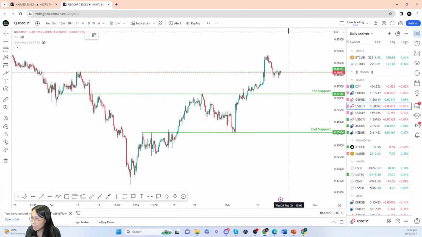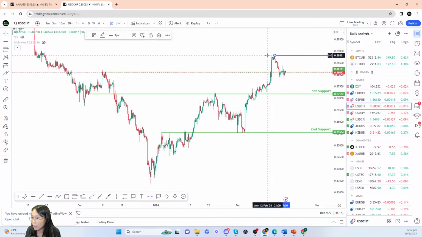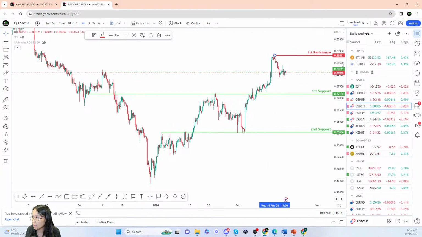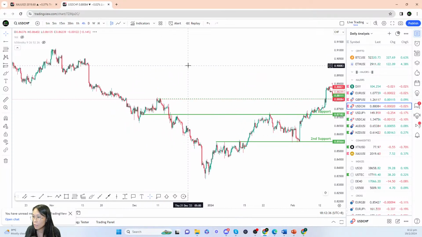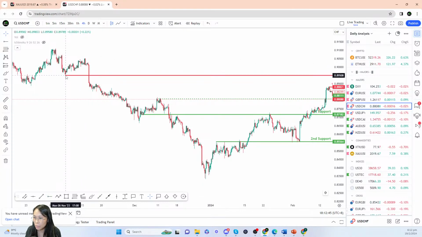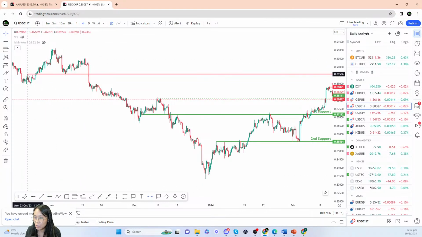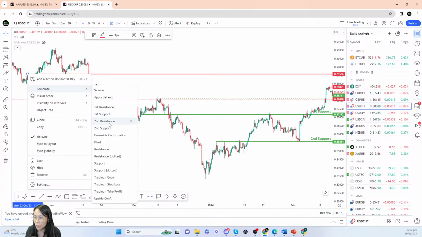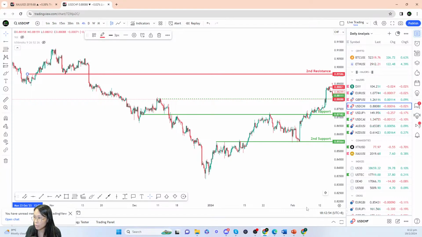The resistance will be the swing high. First resistance. My second resistance can be this small V here, and I connect to here, this line, this wick, and we do have a second overlap resistance.